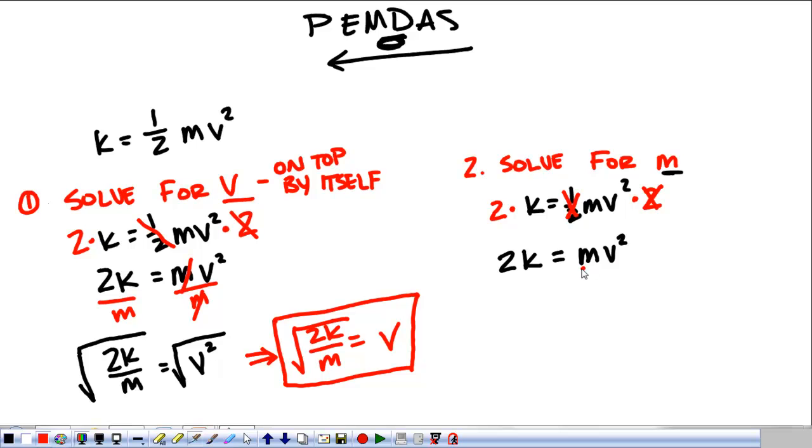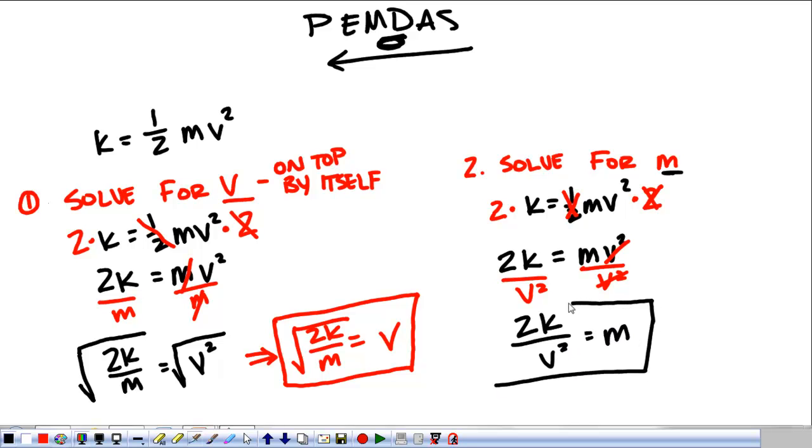So what I have to do is try to get rid of that v squared. So I'm going to divide each side by v squared, because that makes the v squared go away on this side. Anything divided by itself is 1. And so I've got, well, I'm finished now. 2 times k over v squared is equal to the mass, m.